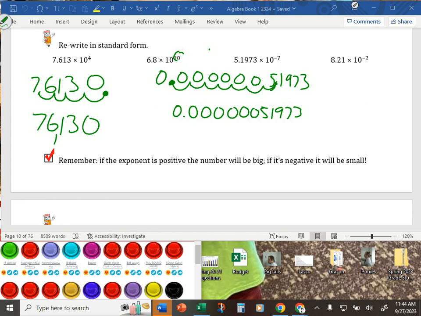8.21 times 10 to the negative second. Which direction and how many times? 2 to the left. 2 to 0. So 8.21, 1, 2 over. I fill in that space with a 0, and I put a 0 in front of the decimal as well. Final answer.